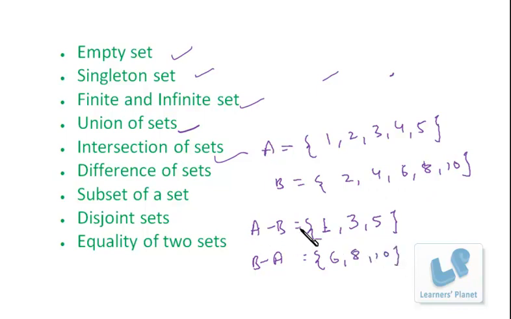So what is the answer to A minus B? That is 1, 3, 5. And what is the answer to B minus A? That is 6, 8 and 10, right? So A minus B and B minus A, both of them are not the same, so do not get confused, right? So this is the difference of sets.